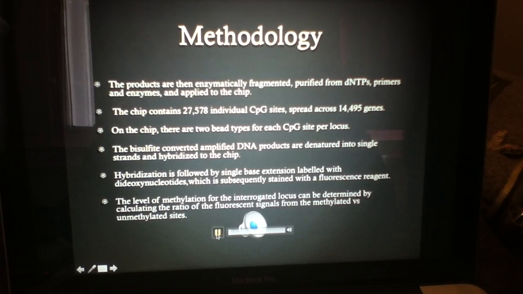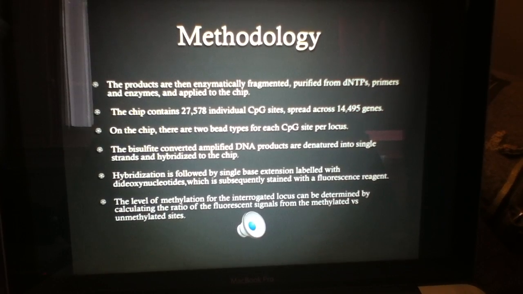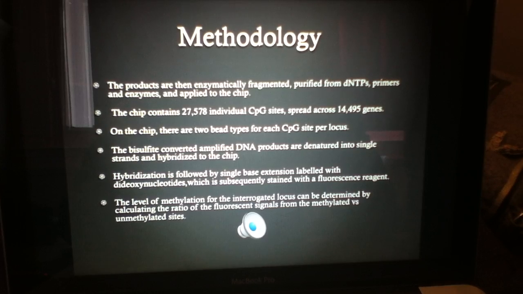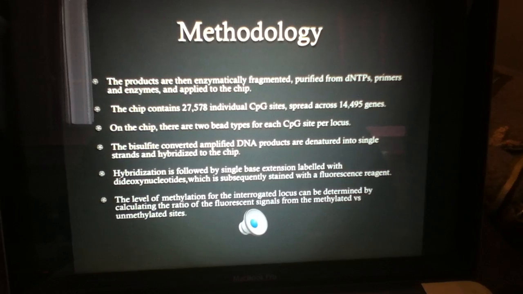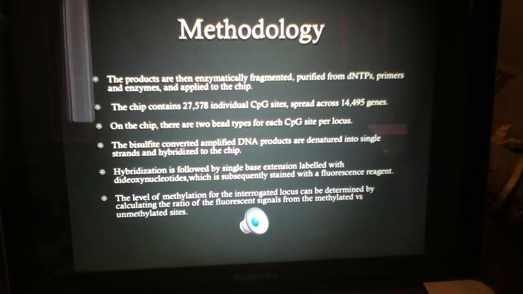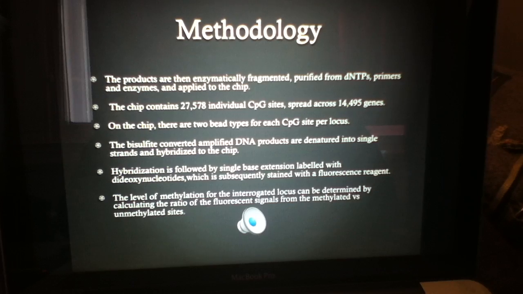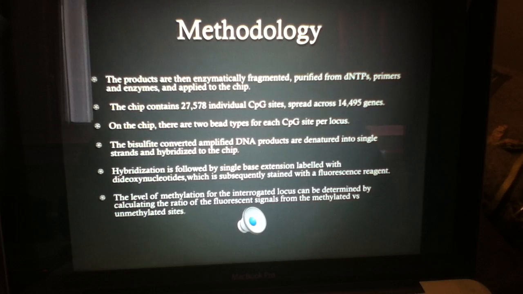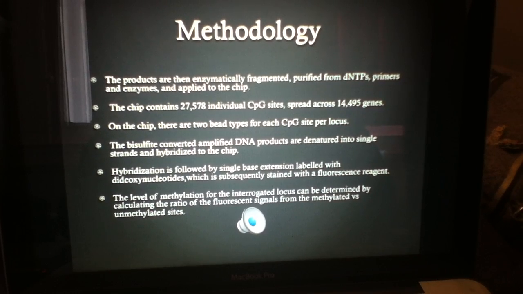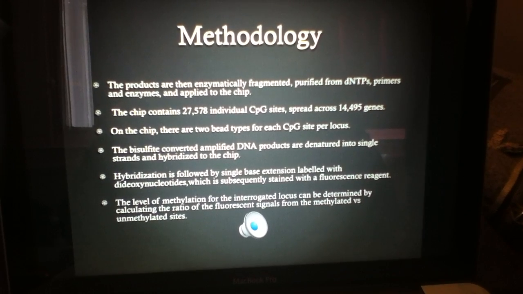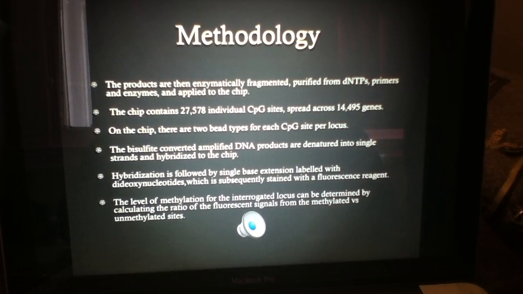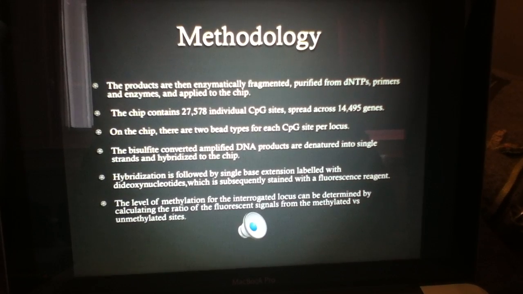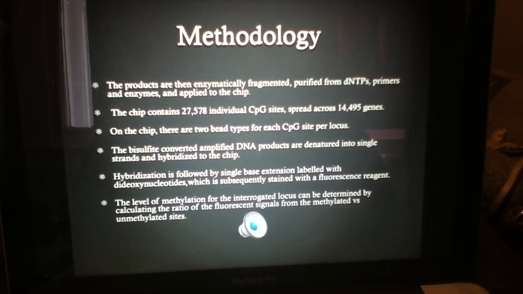The products are then enzymatically fragmented, purified from primers and enzymes, and then applied to the chip. The chip contains over 27,500 individual CpG sites spread across just under 14,500 genes. There are 2 bead types for each CpG site per locus. One of the bead types will correspond to the methylated cytosine locus, and the other will correspond to the unmethylated cytosine locus, which has been converted into uracil during the bisulfite treatment.